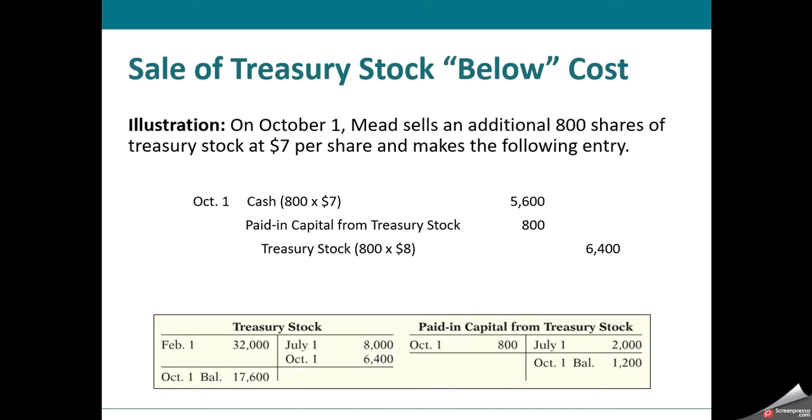But GAAP says the same thing. We can't record a loss on selling our own shares of stock. So we're going to reduce that paid in capital treasury stock. And in this case, we have a balance in there that we can reduce.